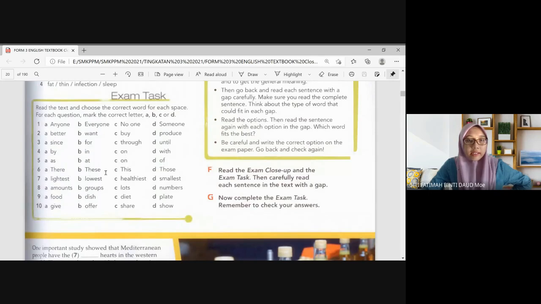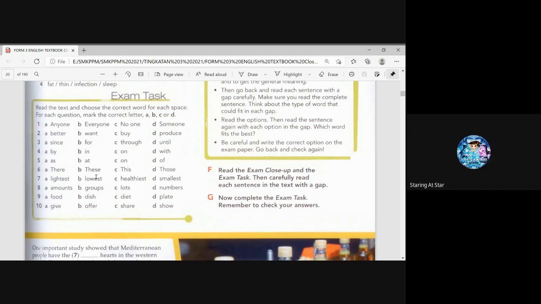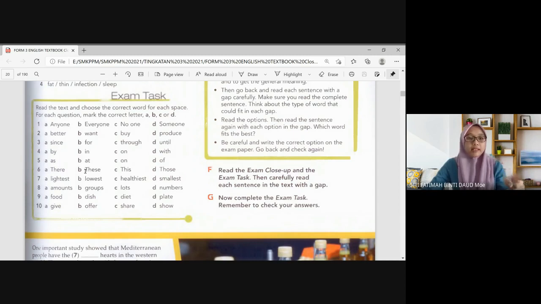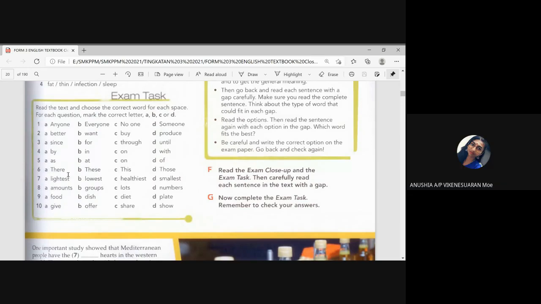Okay, there, these. What's the difference between there, these, and those? Number six here. What's the difference? There, these, and those. When I say there means, mereka? No, that one is they, T-H-E-Y. This one is direction, to the center. Right there.